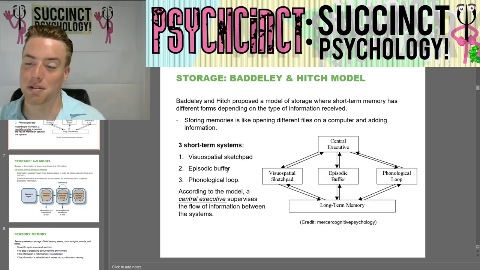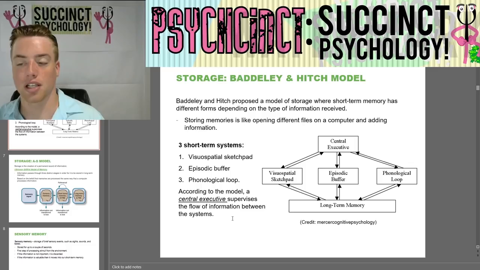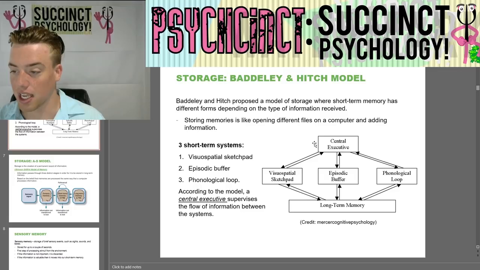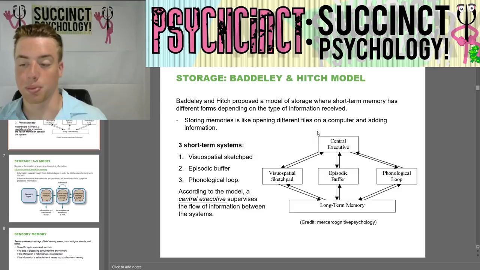According to the model, a central executive supervises the flow of information between the systems. So here you have your central executive, there's a visuospatial sketchpad, episodic buffer, and phonological loop, and they all lead into long-term memory. So the central executive here is what supervises this flow of information.